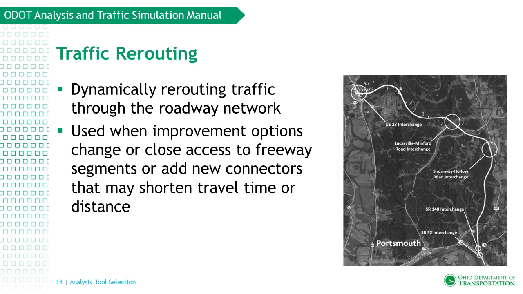Using the origin-destination matrix in Transmodeler, traffic can dynamically be rerouted through the roadway network. This application is especially critical when improvement options close or change accesses to freeway segments or add new connectors that may shorten the travel time or distance for some drivers. While these traffic volumes can be manually rerouted, it is time-intensive when multiple alternatives are being evaluated, and it requires the analyst to make several assumptions to estimate the new paths.